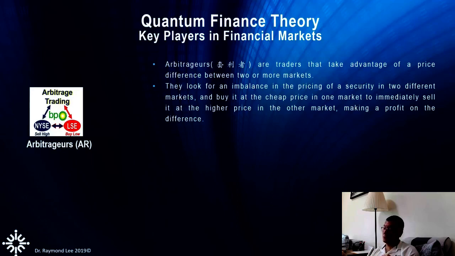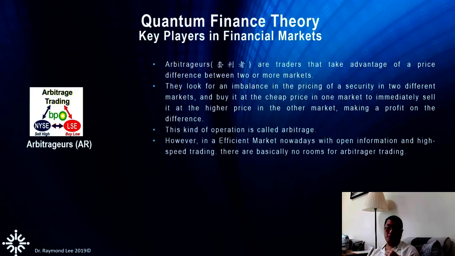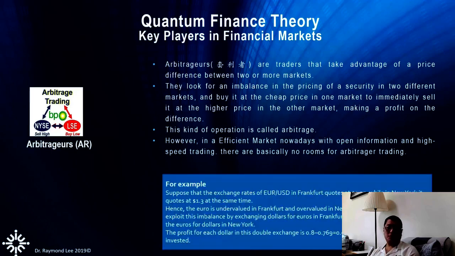But as I always say, when the information flow becomes faster and faster, in a more efficient market, nowadays it's difficult for them to make money. So imagine, from this example, the scenario is something like this.